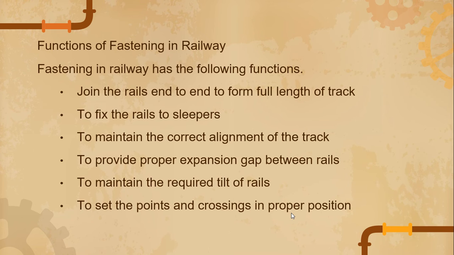So, functions of fastening in railway. Fastening in railway has the following functions. First one is to join the rails end to end to form a full-length track. Fix the rails to the sleeper.